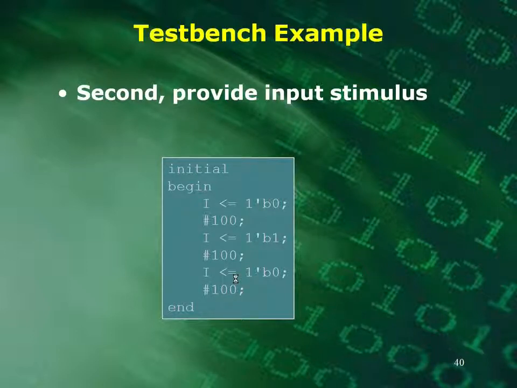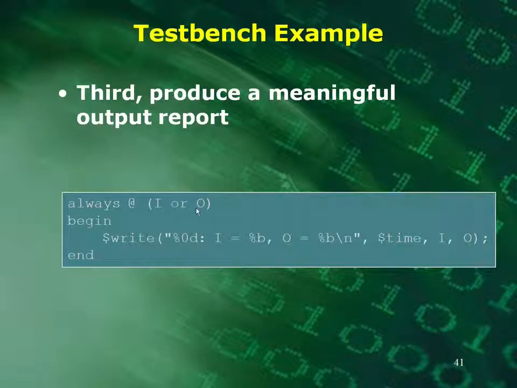Now maybe we add some more code like this. We say always @(I or O). Anytime that the input or the output changes, we're going to write out some information. In this case, we're going to print out this %0D, so it's going to print out the current simulation time. We're going to print out the value of the input, and the value of the output at that current simulation time, anytime I or O changes.